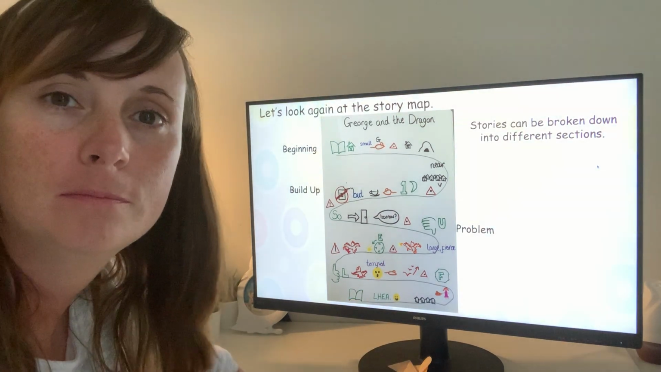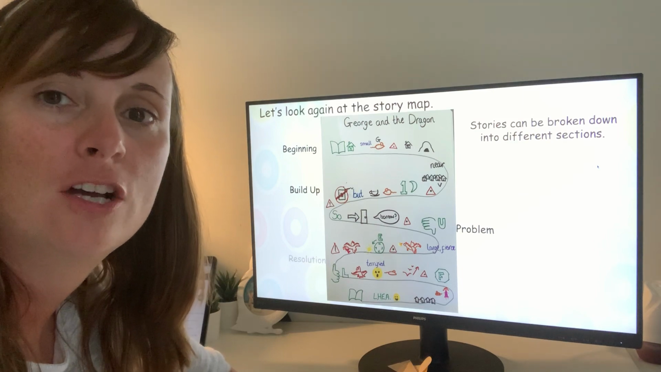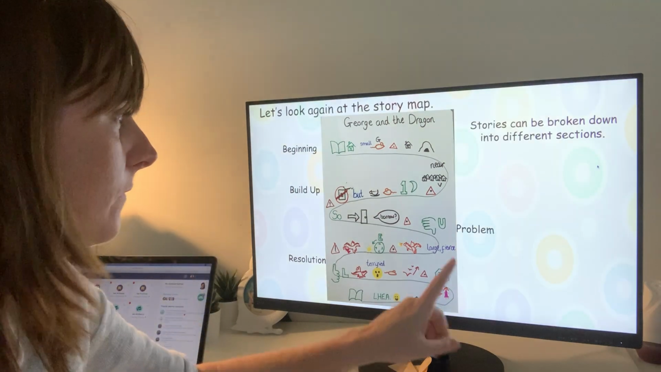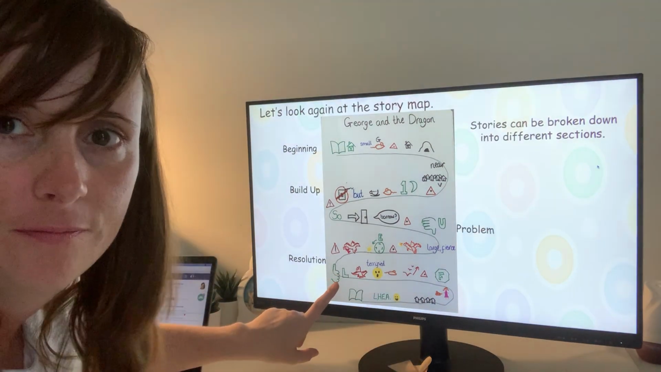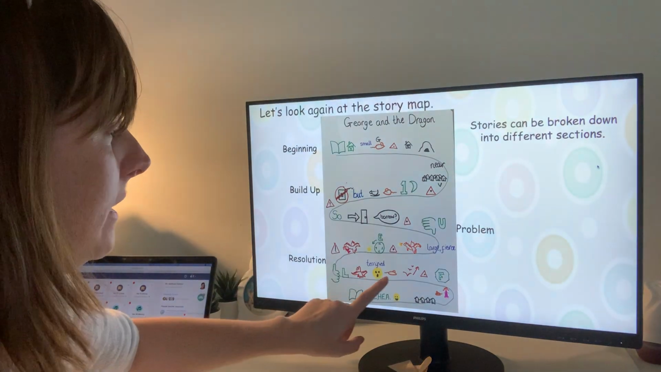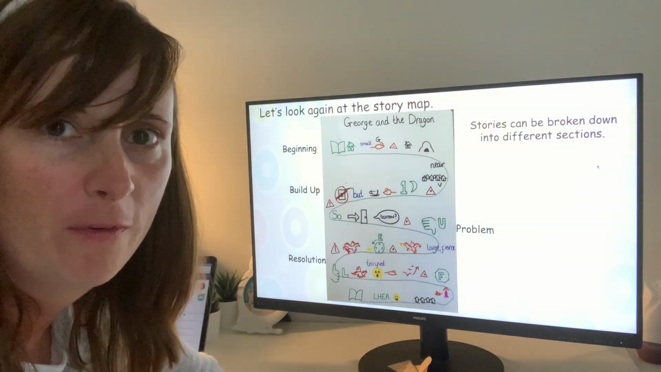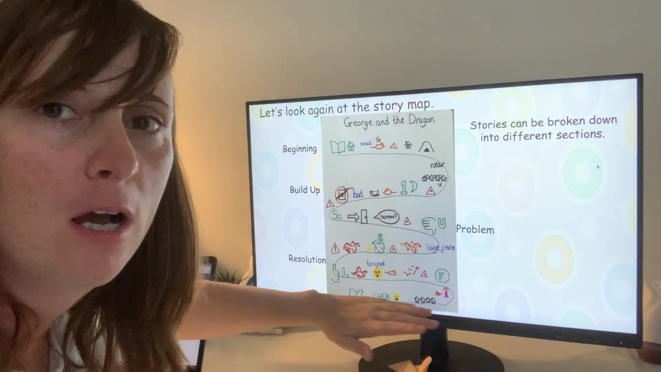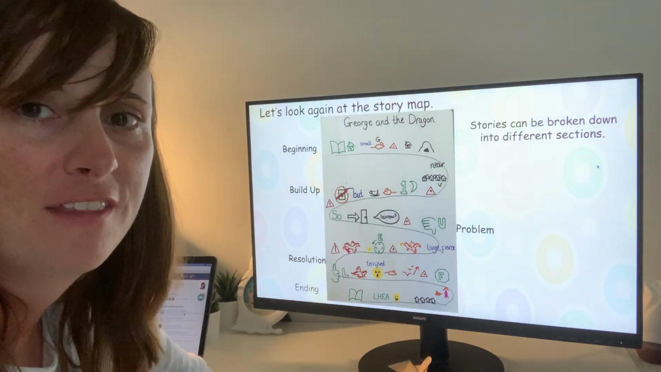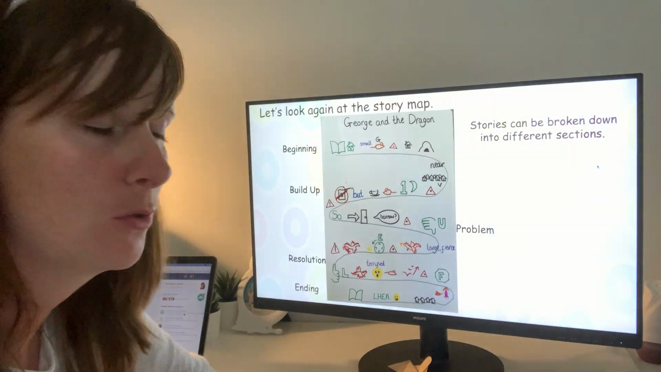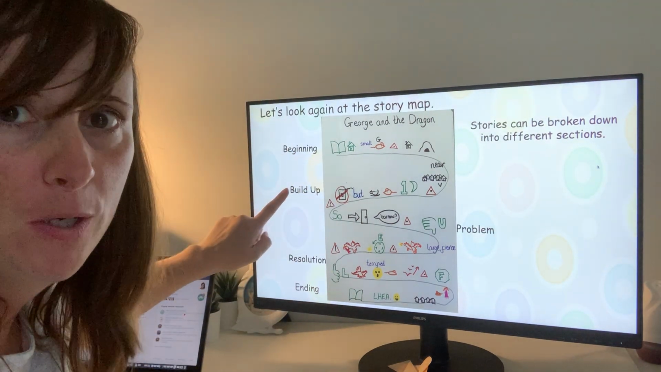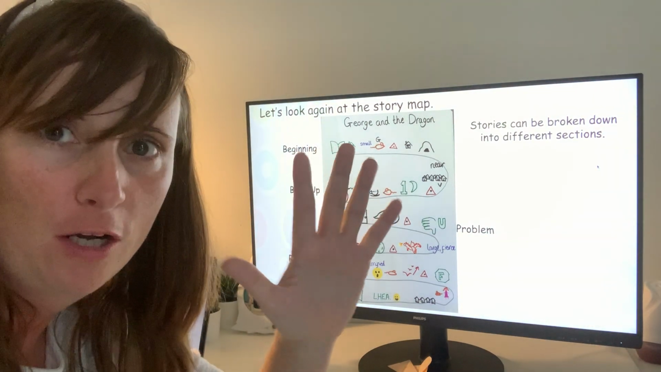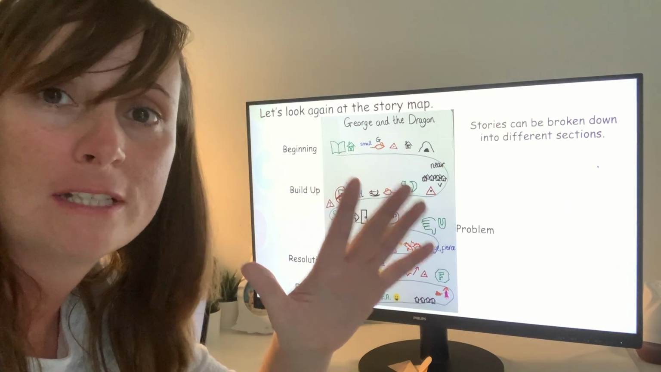Now, when we have a problem, we always have to have a solution, a resolution. How do we solve the problem? So down here we've got luckily, that is our resolution word. All this bit here tells us how we solve the problem of the dragon. And then our 5th part, our bottom part, is the ending of a story. So we've got the beginning, build-up, problem, resolution, and ending.